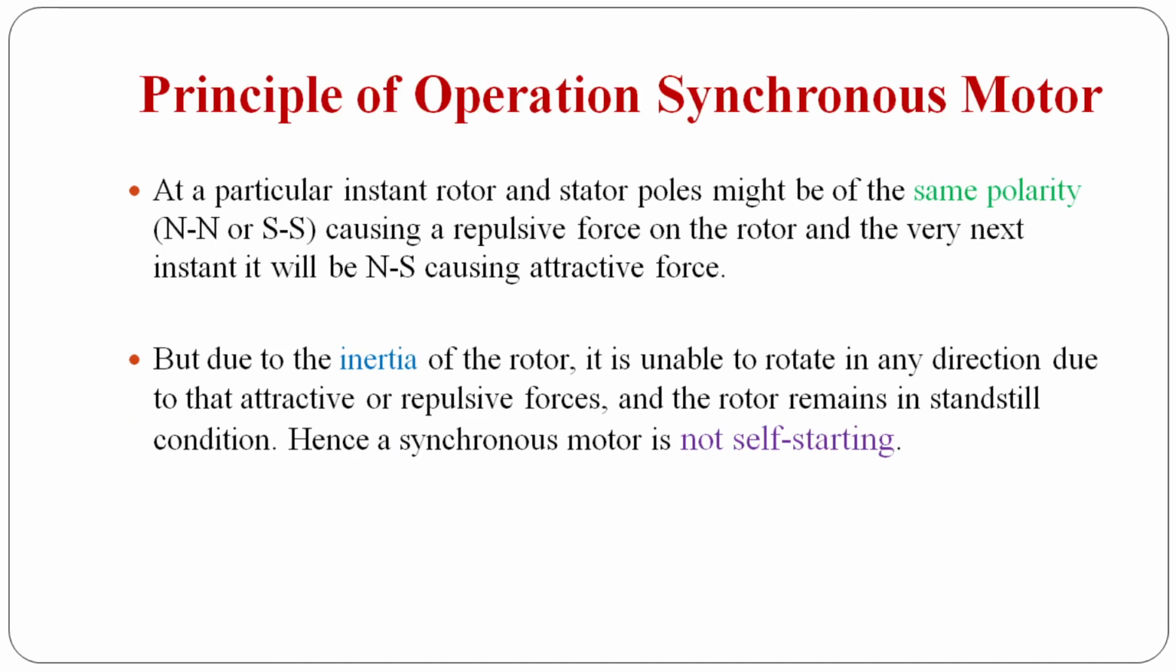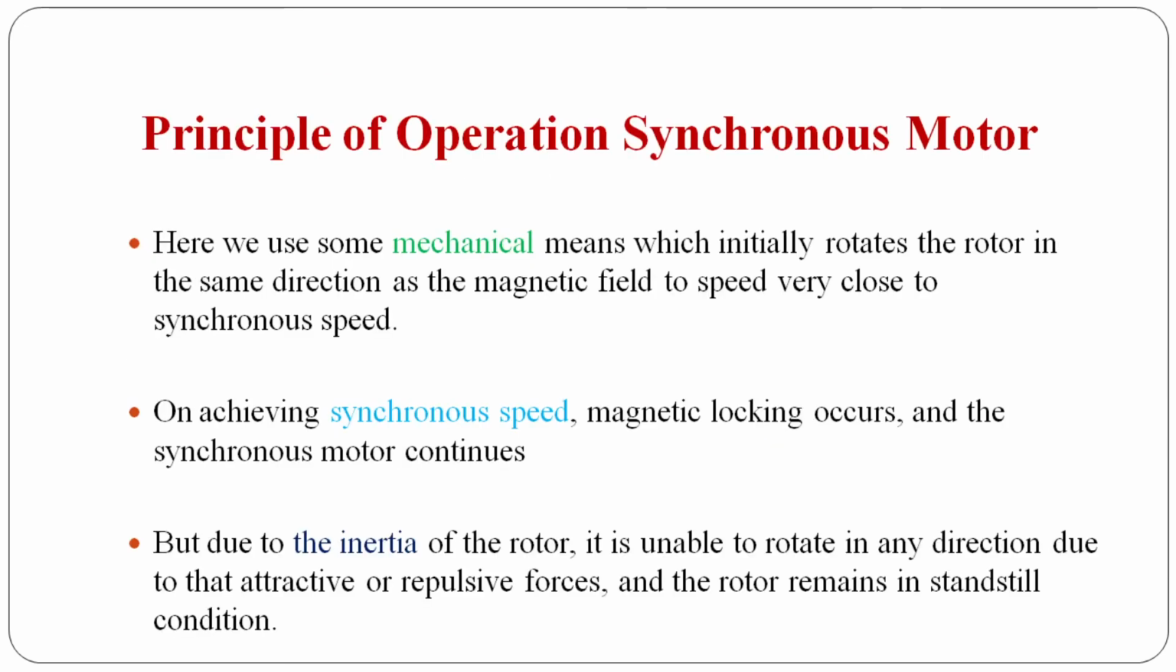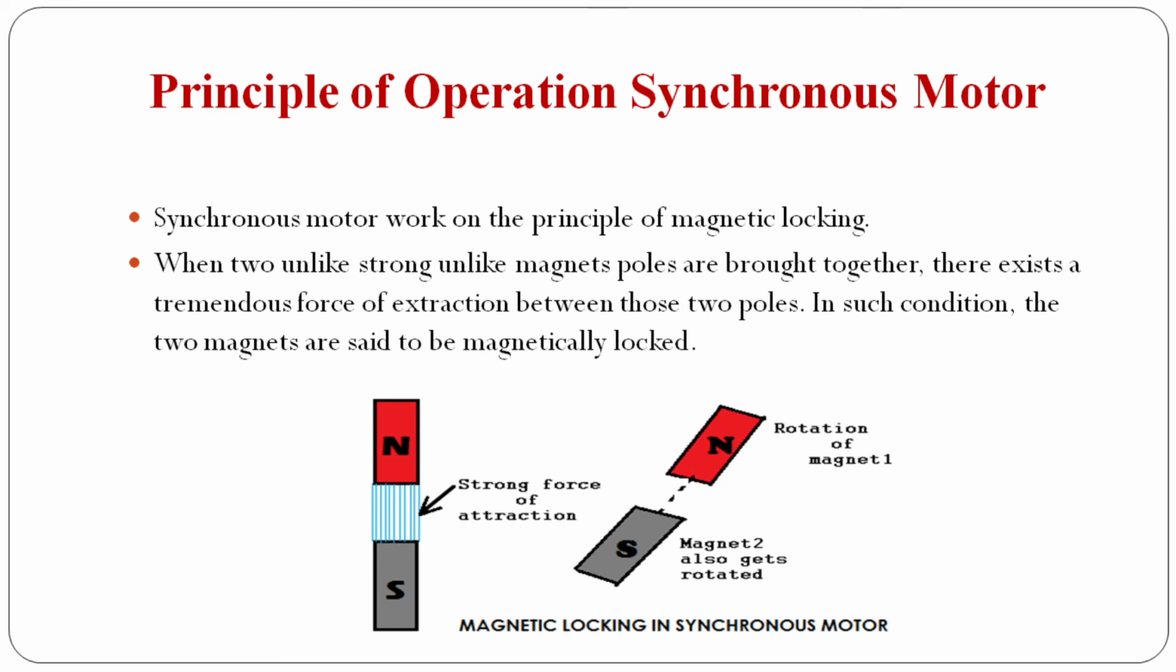First of all, we have seen why they are not self-starting. Because at a particular instant rotor and stator poles might be under the same polarity, and the next instant they will be under opposite polarity. Same polarity means north or south poles; opposite polarity is north and south poles. Because of this there will be repulsive and attractive forces, and the rotor cannot rotate in any direction and will remain in a standstill condition, hence it is not self-starting.